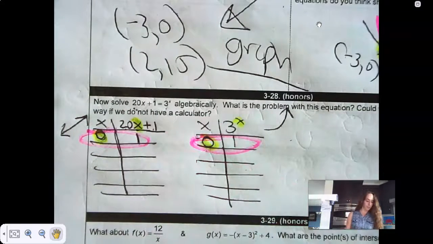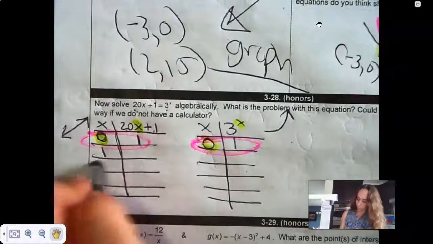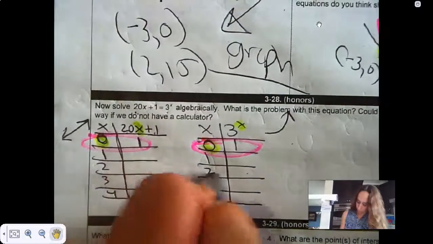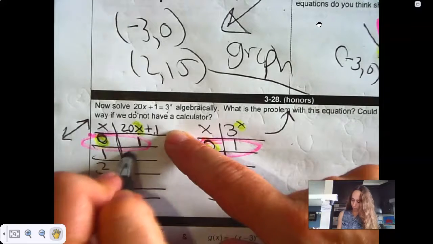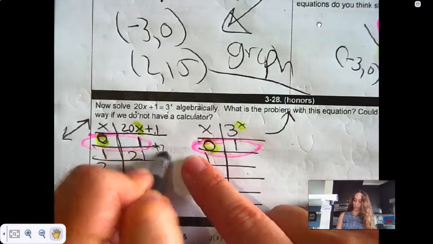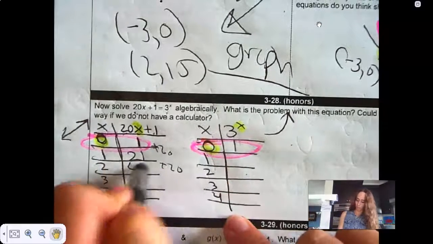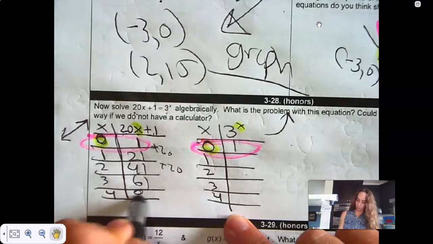Okay. And now I'm going to try the next one. 1, 2, 3, 4. 1, 2, 3, 4. 20 times 1 is 20, plus 1 is 21. Well, what's the pattern every time? I add 20. So that's 41, 61, 81.